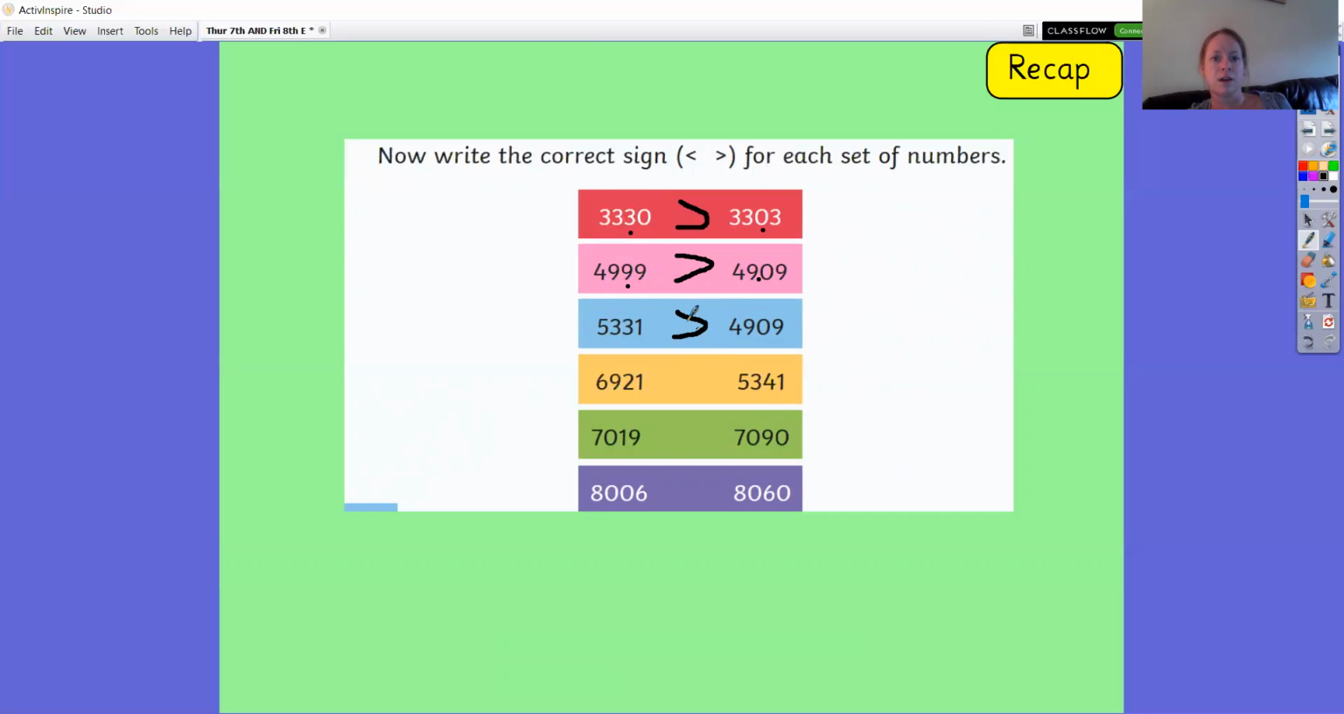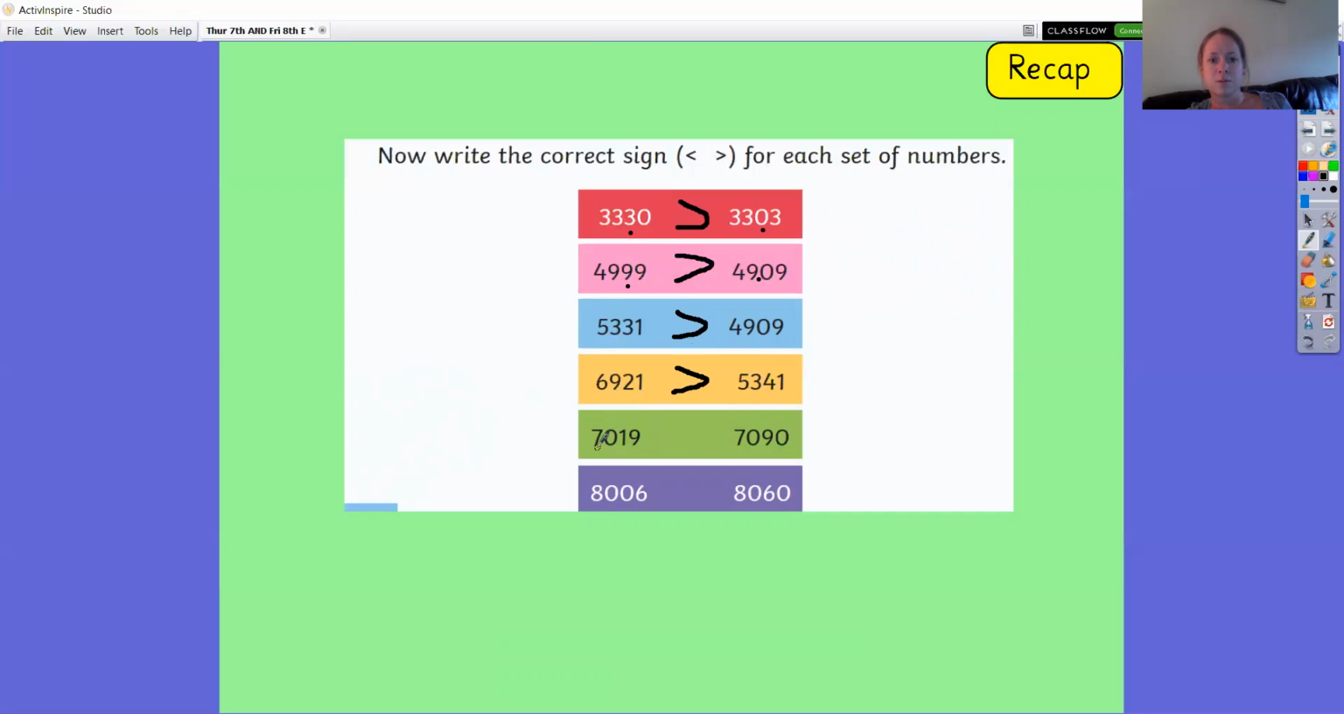There's 909 there, and there's 331 there, but that's all irrelevant. It doesn't matter because the biggest column, the thousands, is bigger, so that makes that whole number bigger. Same down here, if we look at the thousands, we've got 6,000 here, 5,000 here. So this is obviously the bigger number. So we do our crocodile mouth, greater than, less than symbol facing that way.